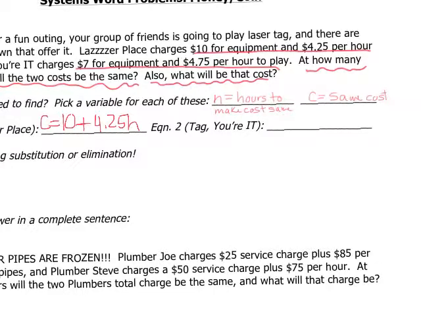And then tag your it, similar to that. Their total cost, C, equals $7 up front plus $4.75 per hour. So now I have 2 equations. You could go substitution or elimination, either one, because you can see my equations look kind of like mirrors of each other, right? But you also see C equals, so you could do substitution.